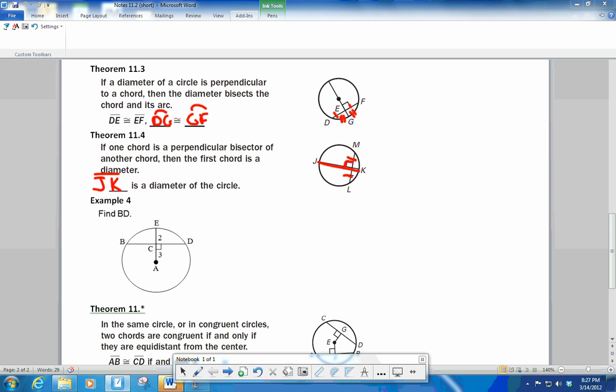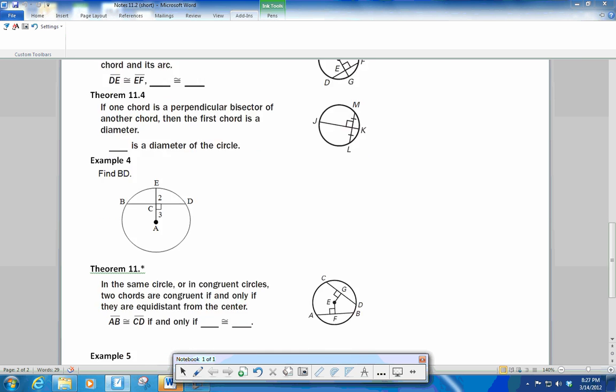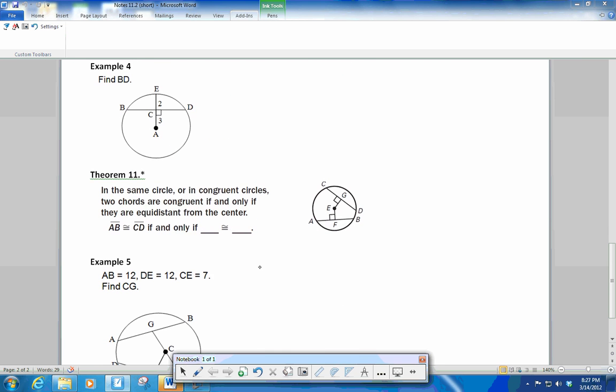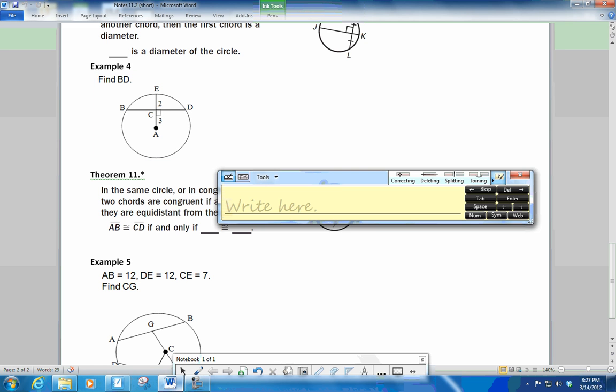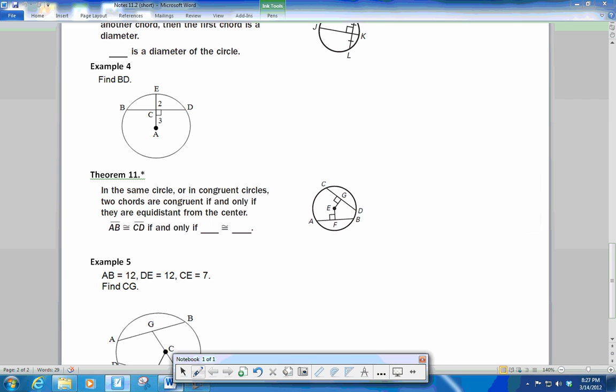So let's look at an example that uses this. Example 4 says find BD, and so I have a radius that is perpendicular to a chord, therefore it bisects the chord, and it also bisects the arc. We're not going to use that right now, but it does bisect that arc too.